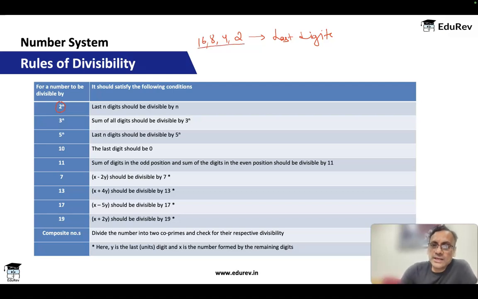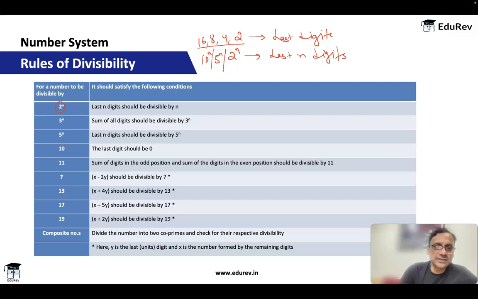So the regular rule is that whatever is the power n, 2 to the power n, you check the last n digits. That means for 2 to the power 1, you check 1 digit. For 2 square, which is 4, you check the last 2 digits. For 2 cube, which is 8, you check the last 3 digits. For 2 to the power 4, which is 16, you check the last 4 digits, and so on. So this one rule actually takes care of so many numbers. And the same rule also applies for 5 to the power n and also 10 to the power n.